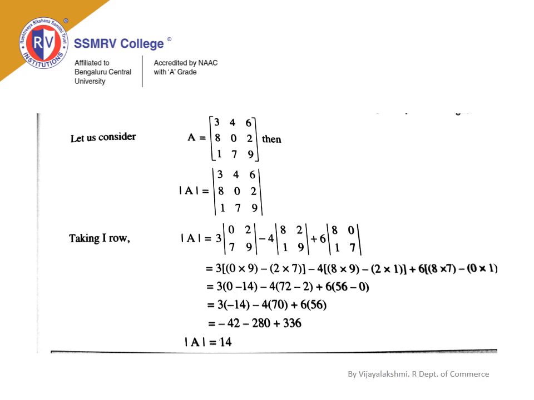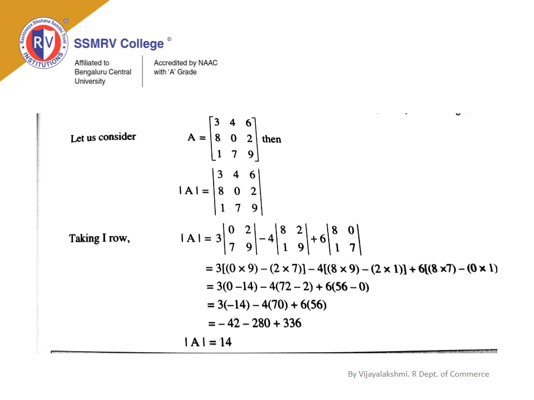Next, let us understand with a problem. Here we are given a 3 into 3 order problem. A is equal to 3, 4, 6, 8, 0, 2, 1, 7, 9. If you are asked to find out the determinant of A, let us understand. So here the elements should be written in between the parallel lines. The elements should not be written within the brackets. We are not supposed to use the brackets when finding out the determinants.